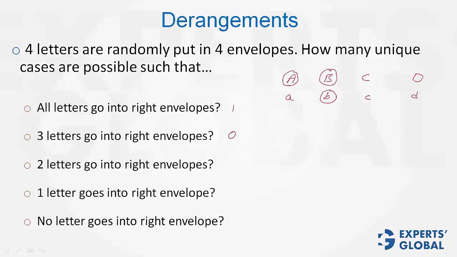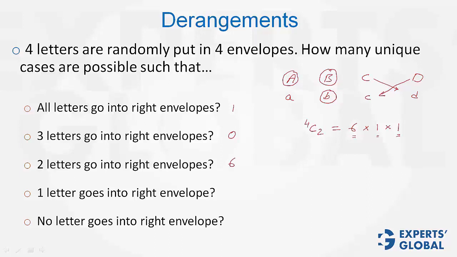Next case, 2 letters go into right envelopes. How do we solve this? First of all, we must select which 2 letters go into the right envelopes. So out of these 4 letters, A, B, C, and D, 2 can be selected in 4C2 ways. That is 6. Now 2 letters are left. One letter has one choice of envelope, the wrong choice, and the other letter also has only one choice, the wrong choice. So the answer is 6 times 1 times 1. The answer here is 6.